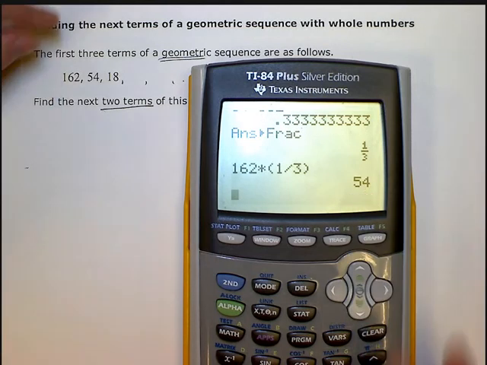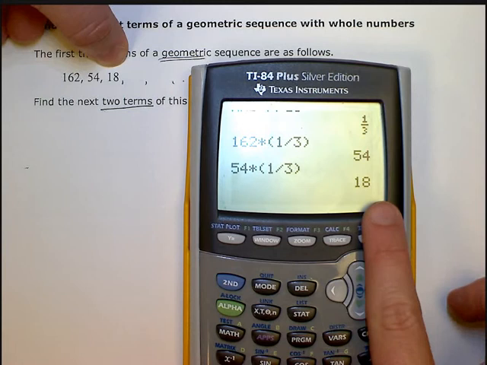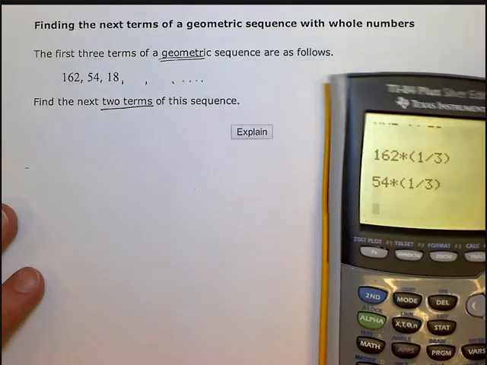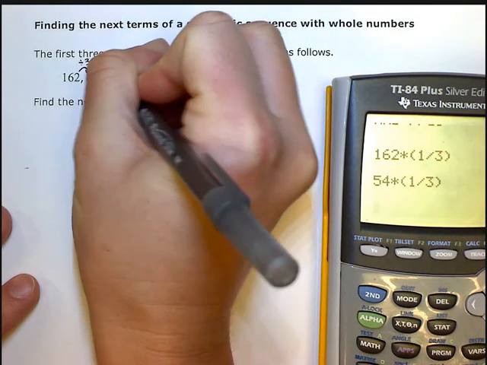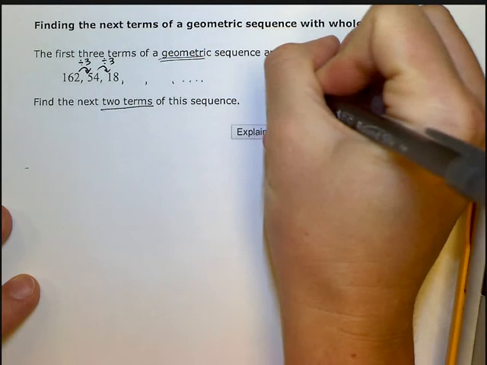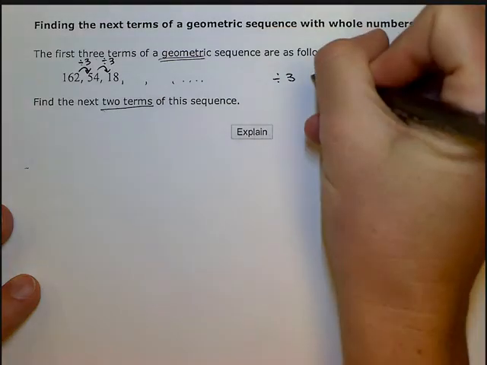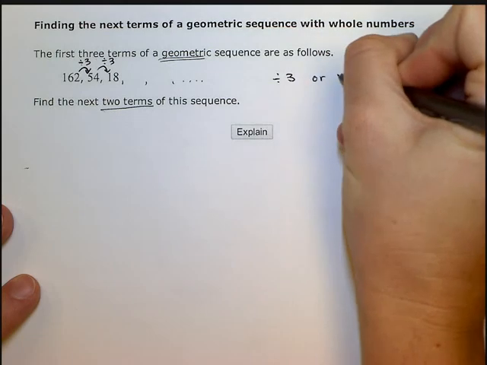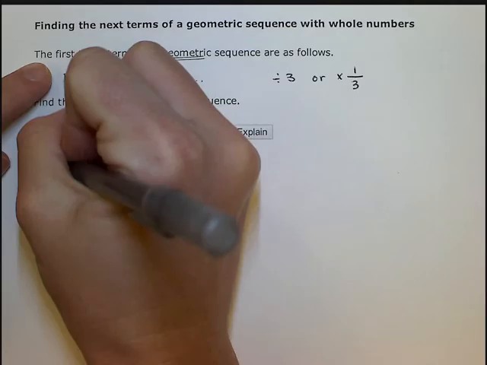So to make sure that I found the right common ratio, I'm going to take 54 and multiply it by 1/3. That should give me 18. And it does. So every time I'm dividing by 3 or multiplying by 1/3. So dividing by 3, dividing by 3. Now dividing by 3 is the same thing as multiplying by 1/3. Okay? So my common ratio, R, is 1/3.